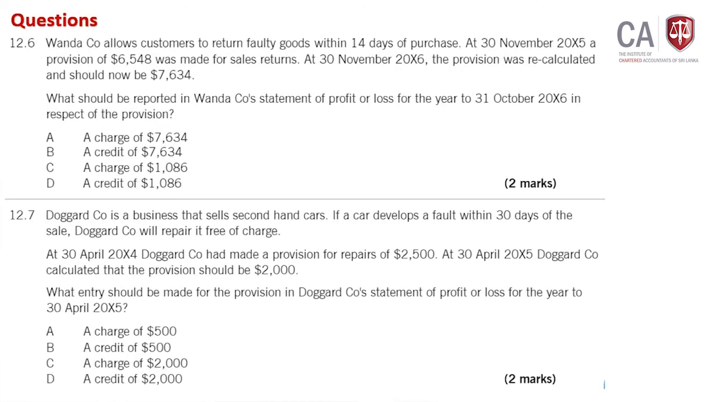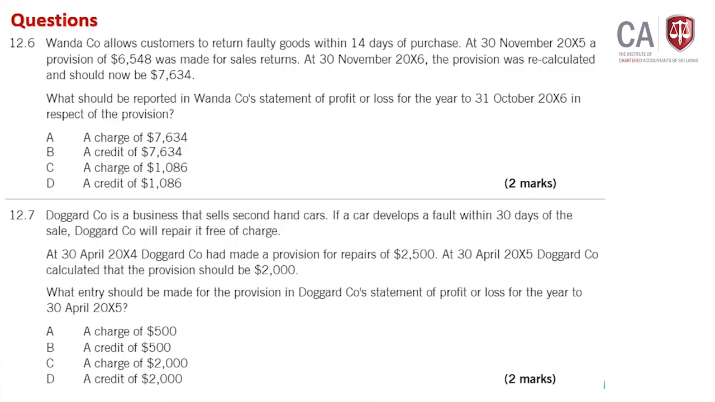Question number 6. The company allows customers to return faulty goods within 14 days of purchase. At 30th November 2005, a provision of 6,548 was made for sales returns. At 30th November, the provision was recalculated and should be 7,634. So what should be reported in the company's statement of profit or loss?